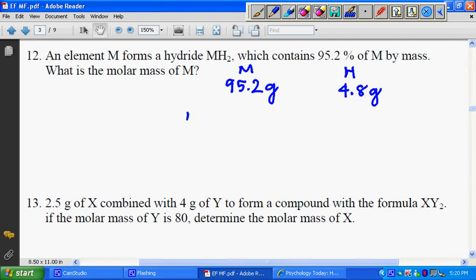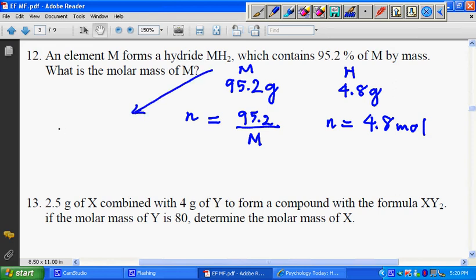So what's next? You find the number of mole. 95.2 divided by, what's the molar mass of M? That's exactly what we need to find out. And what's the number of mole for hydrogen? It's just 4.8 mole because 4.8 divided by 1. Now the question also tells us the formula is MH2. It means the ratio is 1 to 2. So this 1 to 2 ratio applies here for the moles.